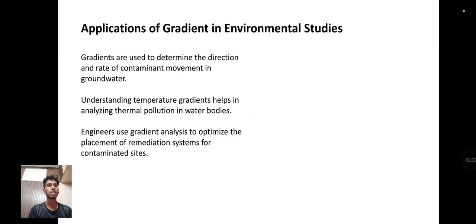Next, we will see the applications of gradient in environmental studies. Gradients are used to determine the direction and rate of contaminant movement in groundwater. Understanding temperature gradients helps in analyzing thermal pollution in water bodies. Engineers use gradient analysis to optimize the placement of remediation systems for contaminated sites.